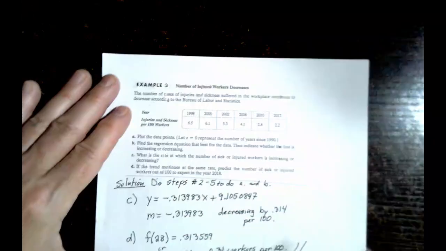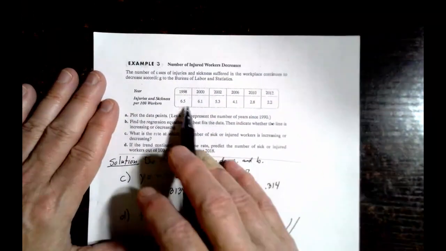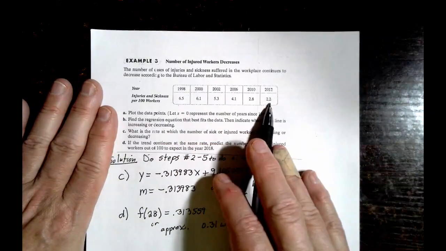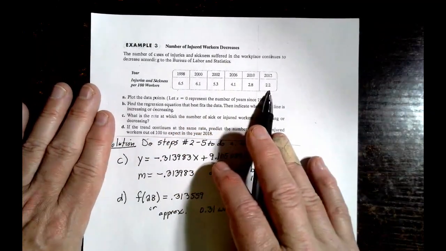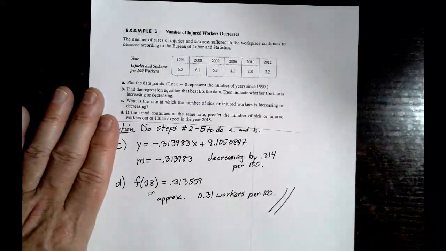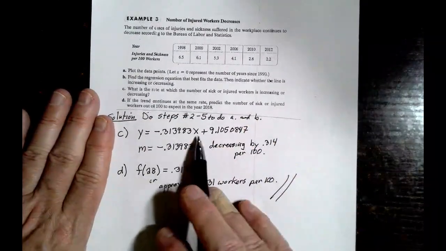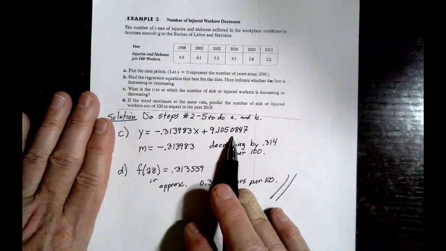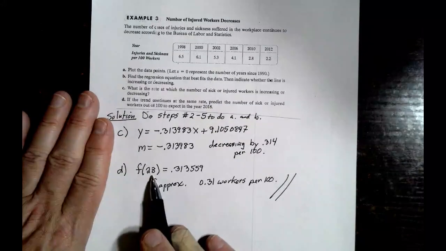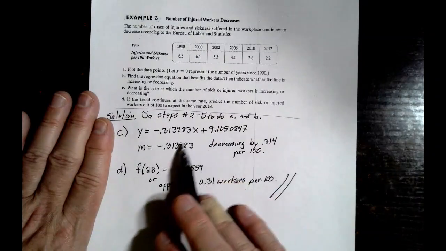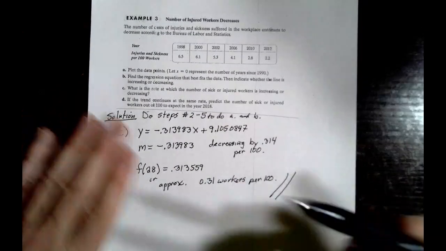Example 3, where's example 3? Number of injured workers decreasing per year. So you've got the number of injured workers, and it's getting lower and lower each year. Number of injured workers per 100. Okay, so you type in your data and you get your equation. This is your equation. And now they ask you to figure out what f of 28 is, meaning x is 28. And you multiply it times this number, and you add that number, and you get an answer. And you get that right there.